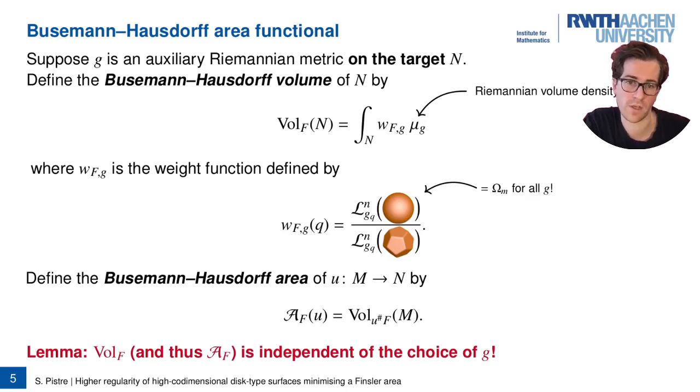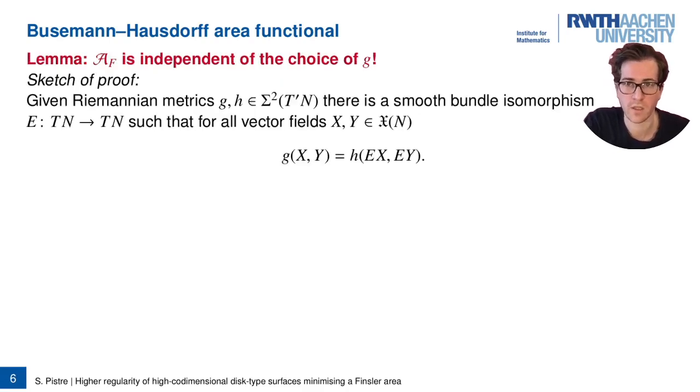For now, I think here you need C2, so u should be C2, but later we will look at W^{1,2} functions because we will get rid of this pullback. Okay, and as I said before, this whole construction is actually independent of the choice of this metric G. So let's look at that maybe in more detail here.